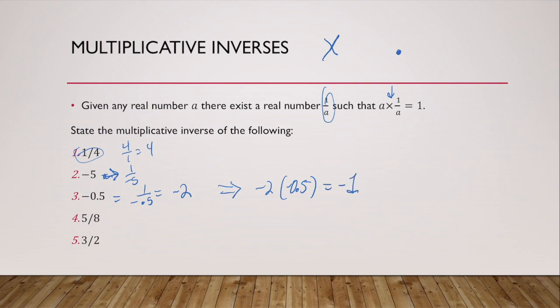The reciprocal of 5/8 would be 8/5. The reciprocal of 3/2 would be 2/3. You just flip the fraction when you're given a fraction. Otherwise, with a decimal, you do need to solve by setting it under 1.